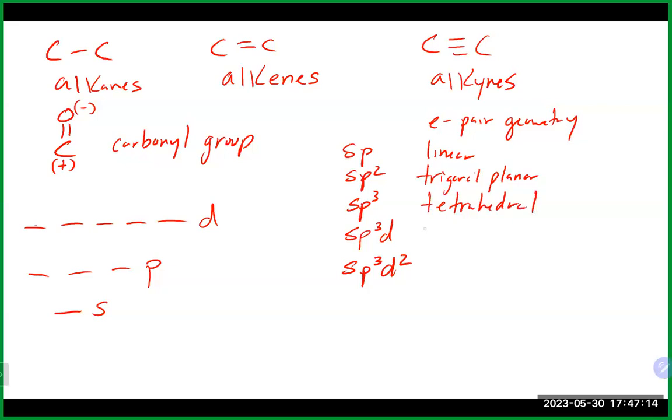sp3d is 5 electron pairs. That's a little triangular bipyramidal. That is your expanded octet, 5 electron pairs. And this guy on the bottom there is basically 6 letters or 6 electron pairs, which is octahedral.